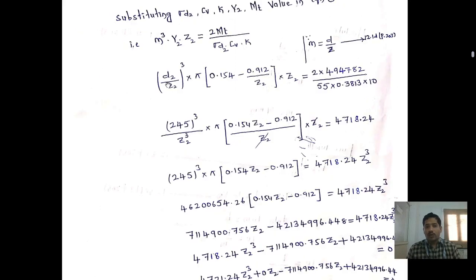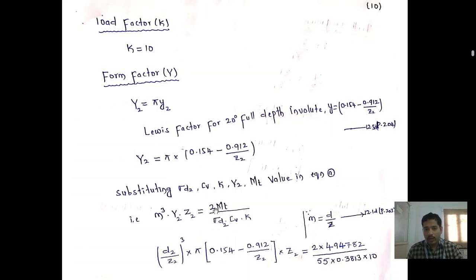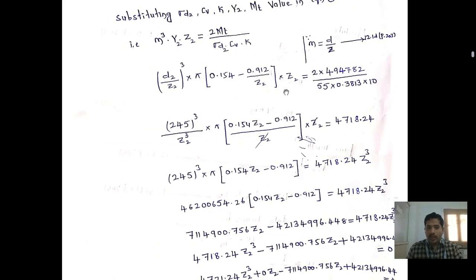So m3 is nothing but... we have the formula of module m is equal to d by z. You just need to substitute d by z here, because we are talking about z2. So d2 by z2, whole cube, into y. Here y is the form factor value, which is pi 0.154 minus 0.912 by z2, into z2, as it is 2 m2.